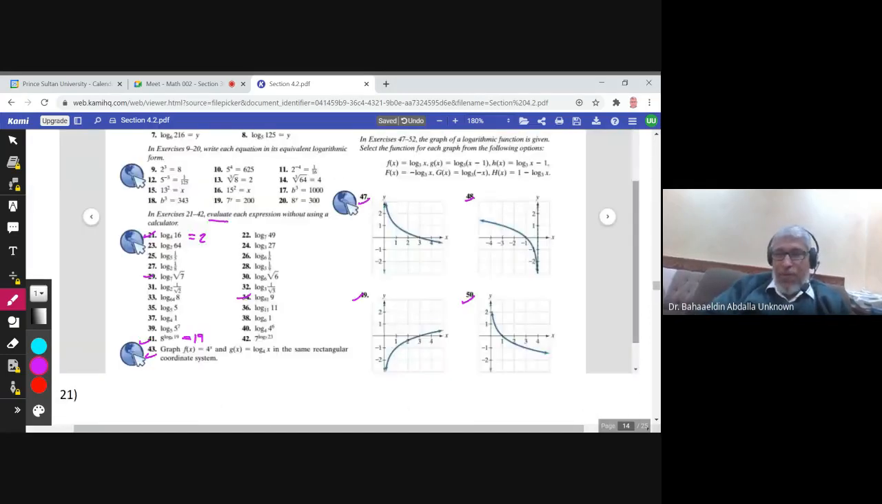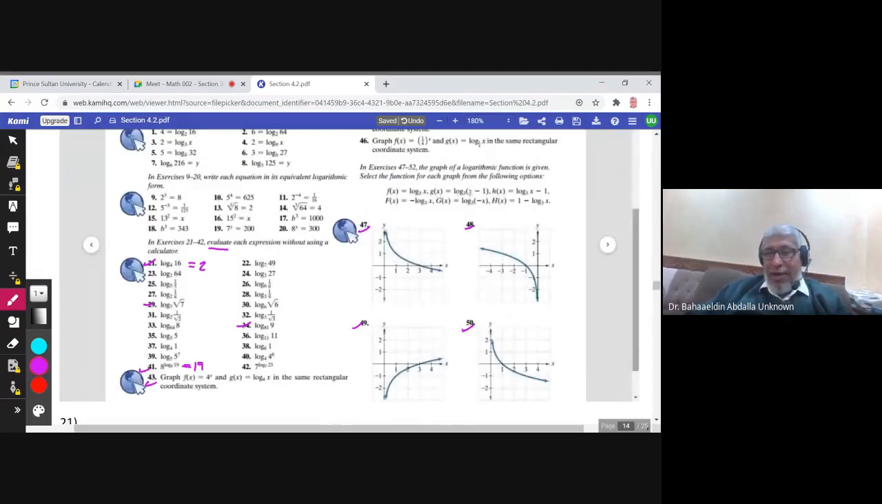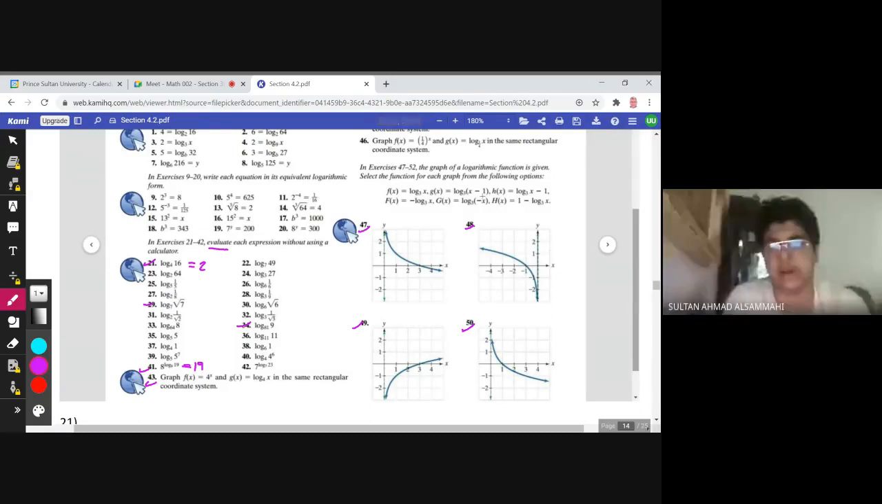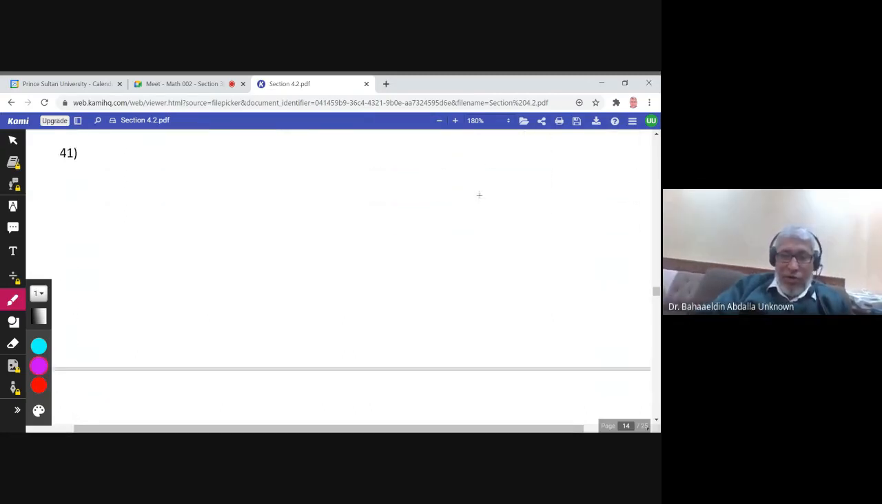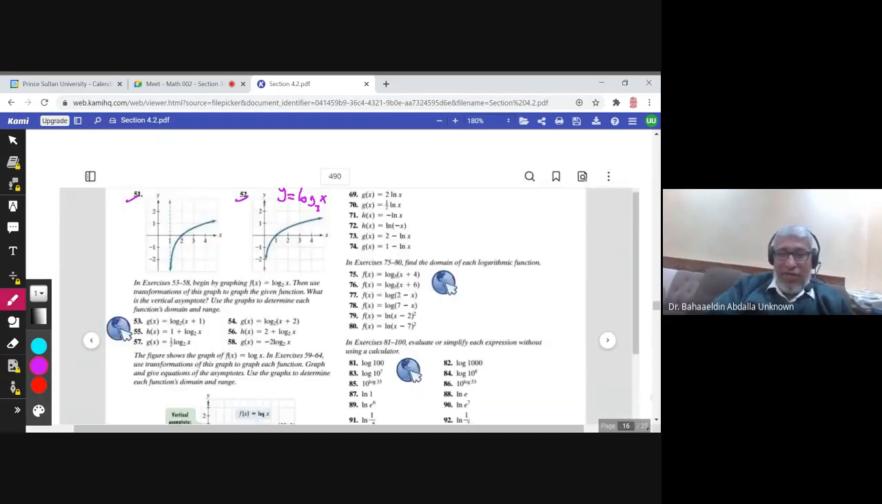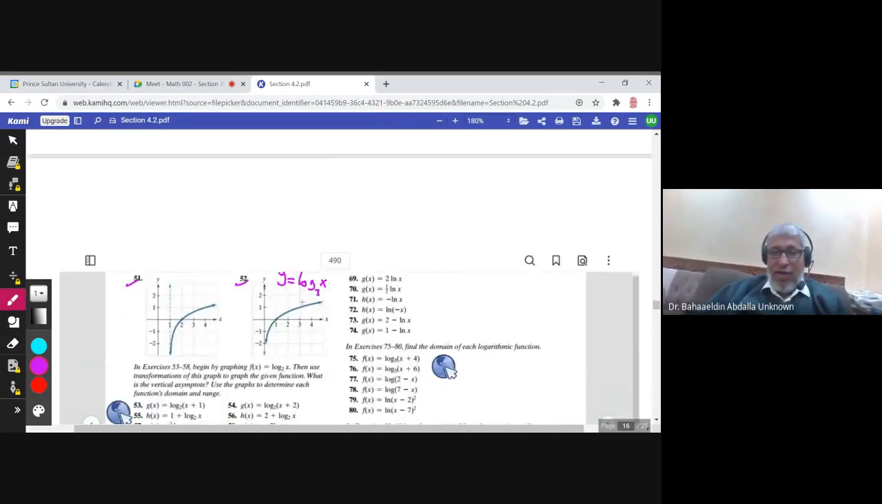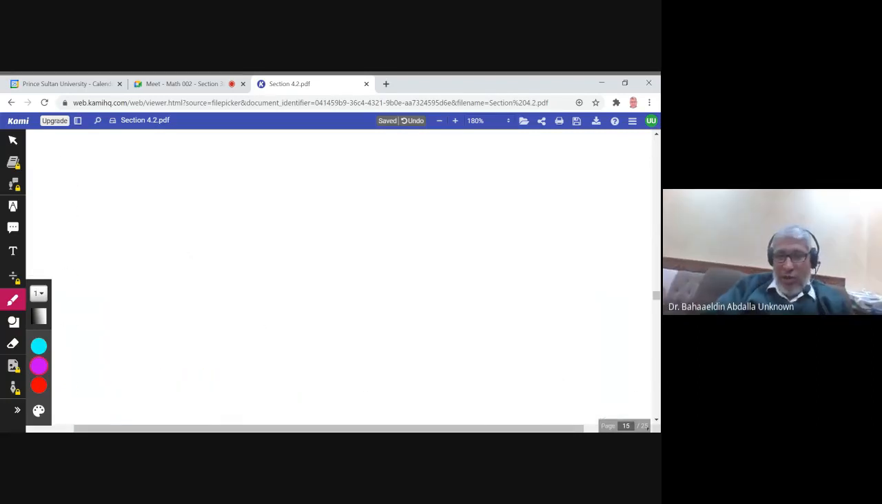What about log of x minus 1 to the base 3? This is 1 unit to the right, so we need to shift this graph 1 unit to the right. Is it this one? Yes, it is. So this is the graph of log of x minus 1 to the base 3. The point 1 will go to 2, and the vertical asymptote will be x equals 1. Okay, good.